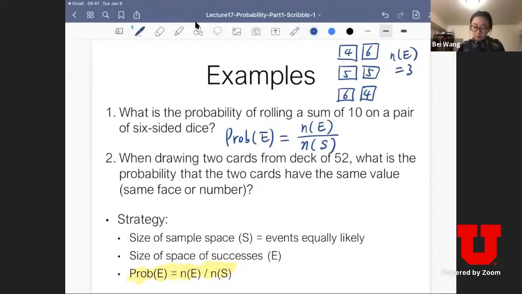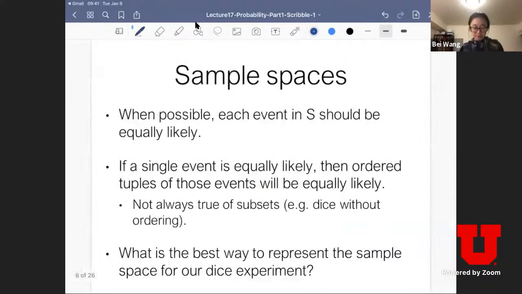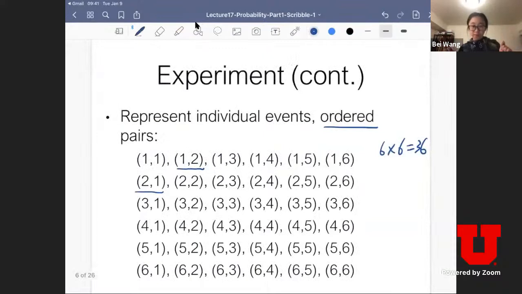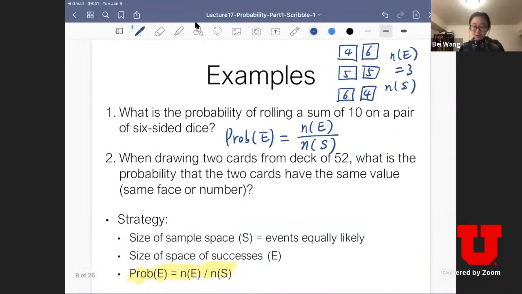The second part is what is the size of my sample space. My sample space is all possible throws. As we saw before, if I have 2 dice and I'm looking at ordered pairs, there's a total of 36 possibilities. Why? Because for the first die, you can choose a number between 1 and 6, and for the second die, you can choose a number between 1 and 6. So in total, you have 6 times 6, which is 36. So now the probability of the successful event for the first question is n of E over n of S, which is 3 over 36, which is 1 over 12.